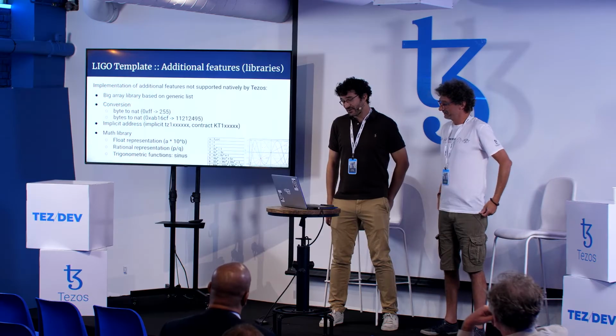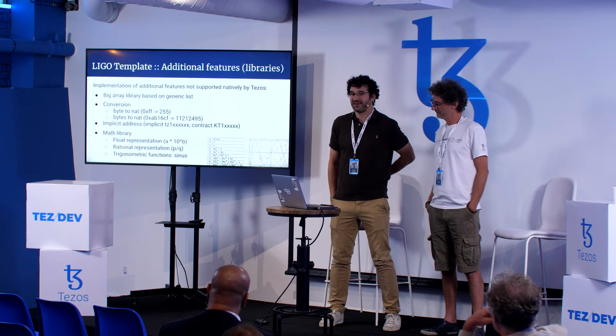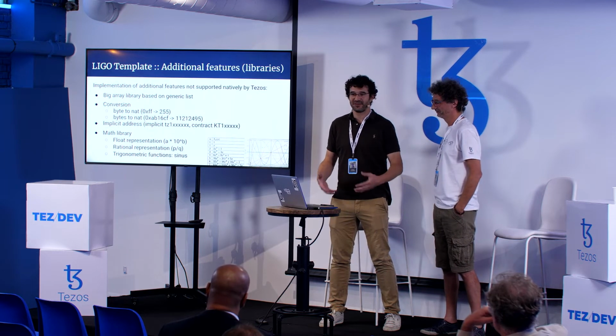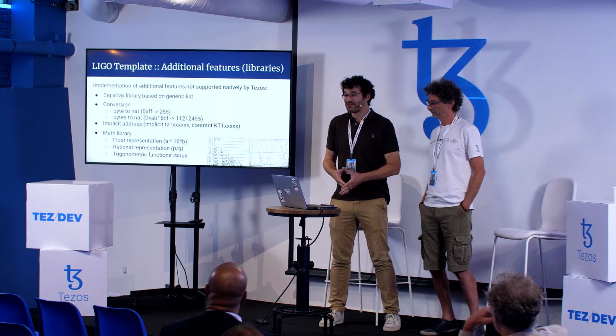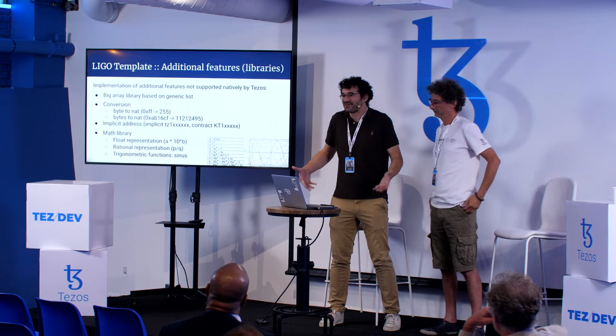And finally, also a math library. So, as you know, there is no floating point in LIGO, but you may need to use floating point because your client is really asking for something for operations that produce some numbers with decimals.